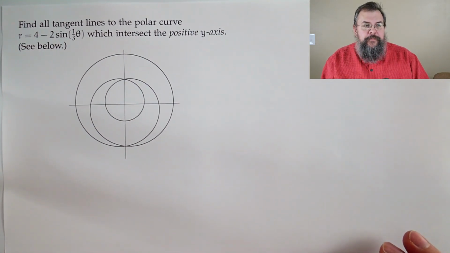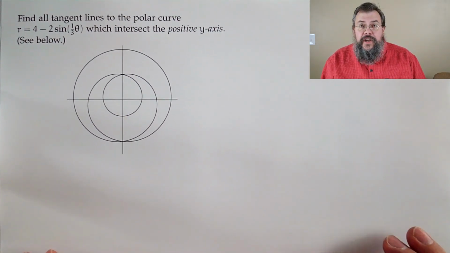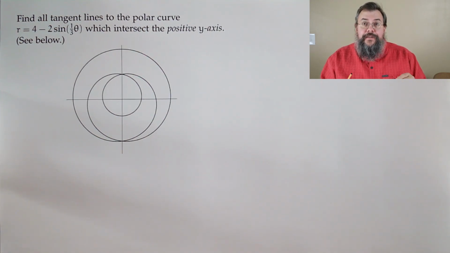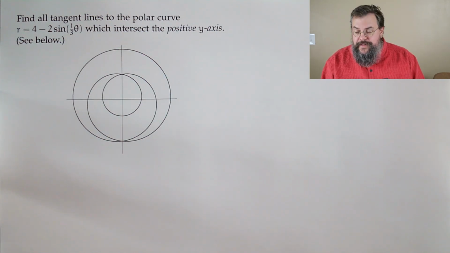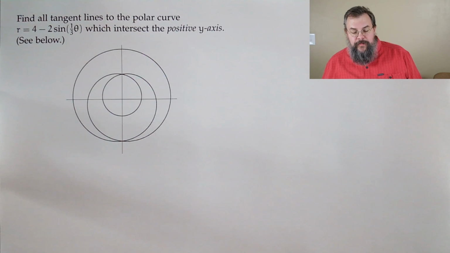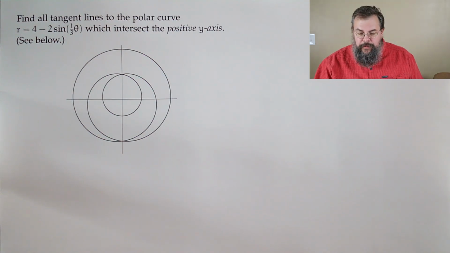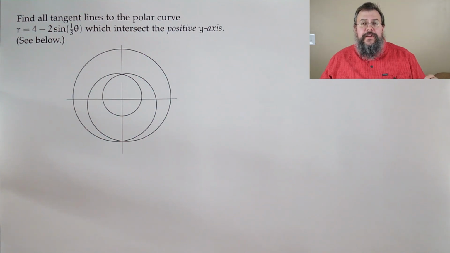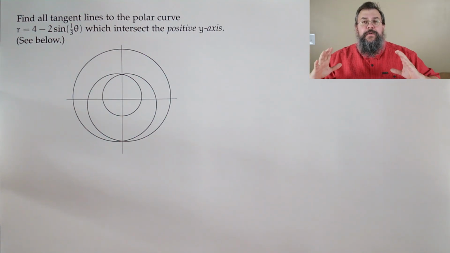Here we go. Find all tangent lines to the polar curve r equals 4 minus 2 sine of a third theta, which intersects the positive y-axis. Wow, there's actually a lot going on here, so it's going to take us a little bit of time to digest everything. So let's think about what we can say. Well, first off, what's happening here? The 1/3 on the inside. See, we did problems earlier where we said, oh, the 2 has a sort of compression.